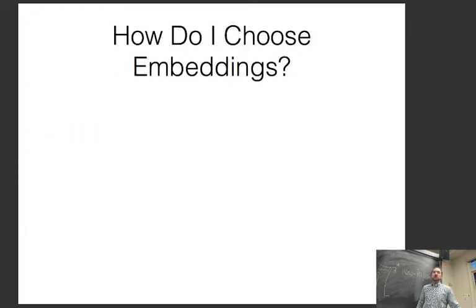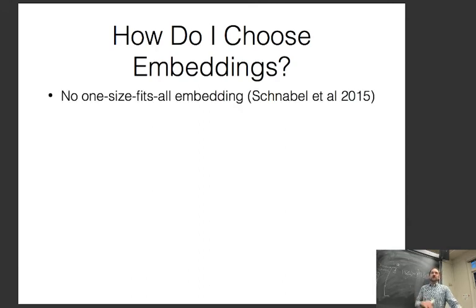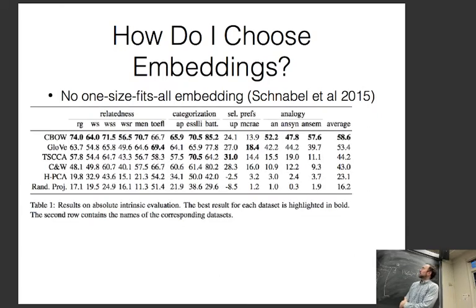So how do I choose embeddings? How do I choose which embeddings I want to use for my task? Basically, there's no embeddings that work for everything. So there's no best answer. In general, ones that are trained on bigger data tend to be better, which is maybe not surprising. There's a good examination of this in the Schnabel et al. paper, where basically they try a bunch of different things.